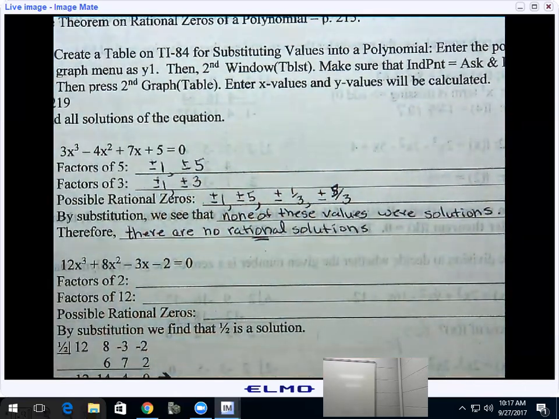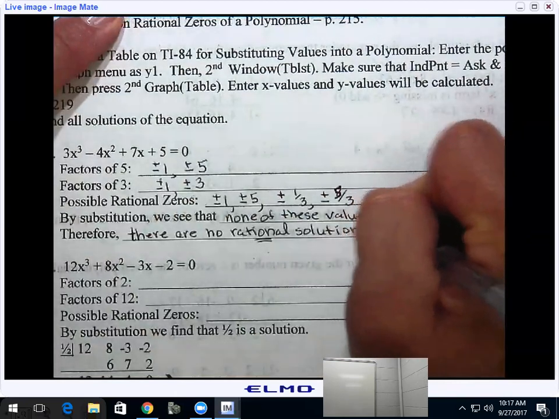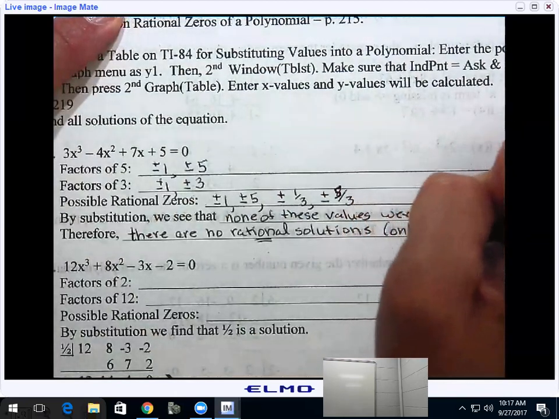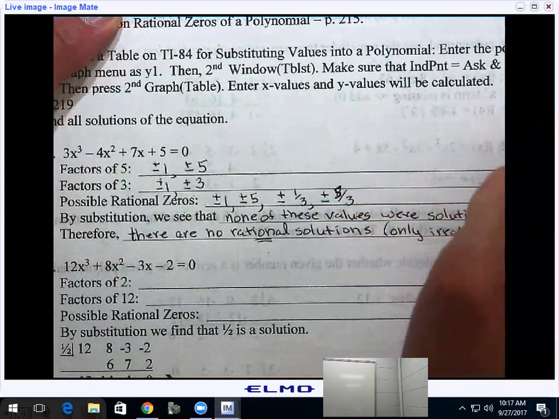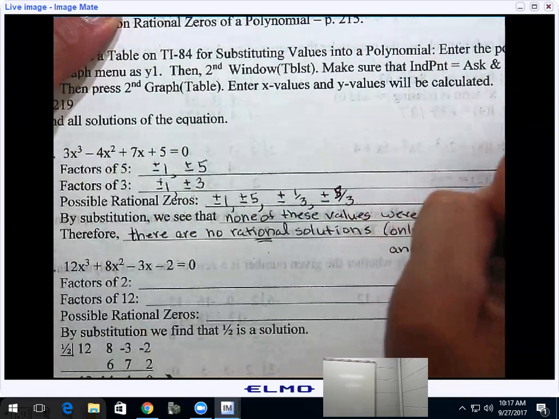And by rational, I don't mean logical. I mean answers that can be written as fractions. I could add myself a note: there's only irrational and/or imaginary solutions.